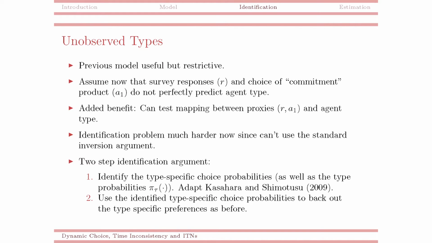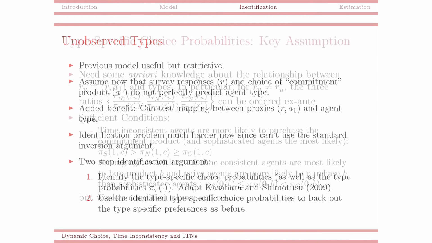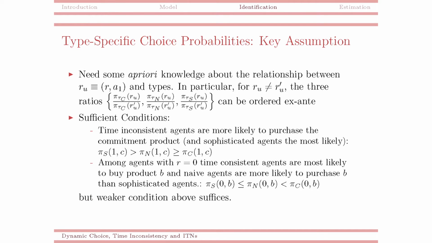This first step is carried out by adapting the results from Kasahara and Shimotsu. The first step says that the observed choice probability is a mixture over the different type-specific choice probabilities, and the weights of the mixture are the pi's. We use the Kasahara and Shimotsu approach to separately identify the individual components of the mixture, as well as the weights. While we're not going to make the same strong assumptions about the mapping between observables and agent type, we still need some a priori restrictions about the relationship between these observables and agent types.